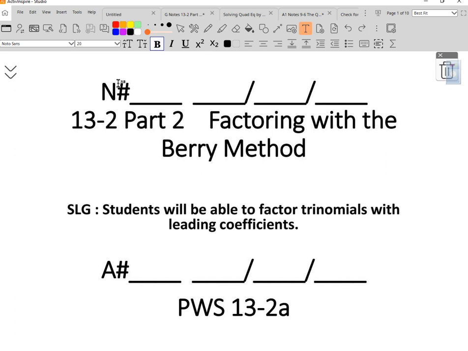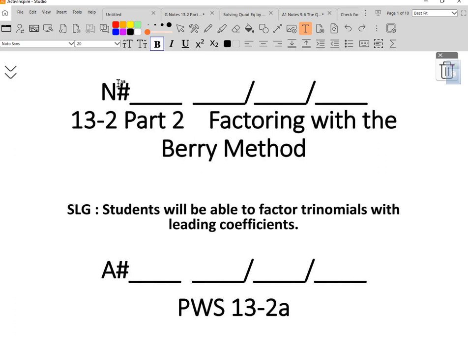So for instance, if we had the number 15 and we wanted to rewrite it in an equivalent form, we could say 15 or 3 times 5, right? 15 or 1 times 5. If I multiply those two numbers together, they give me my original expression. So that's what we're doing today.